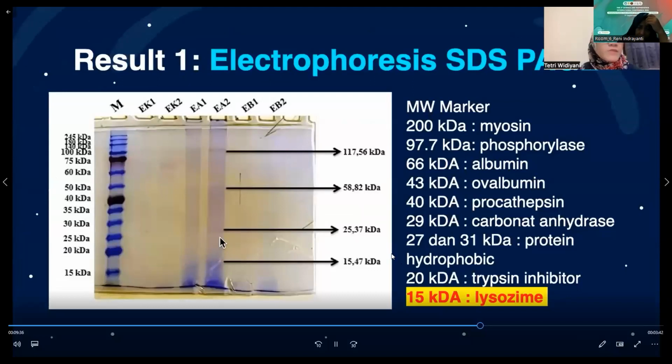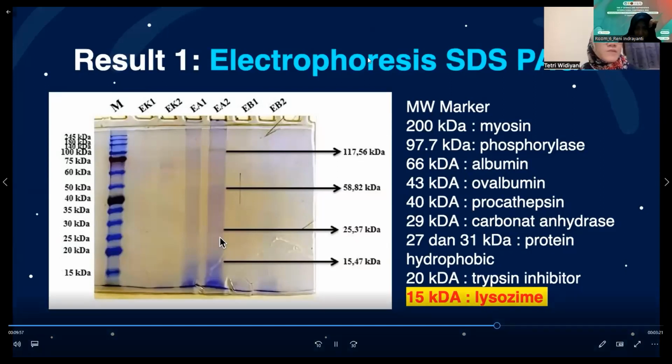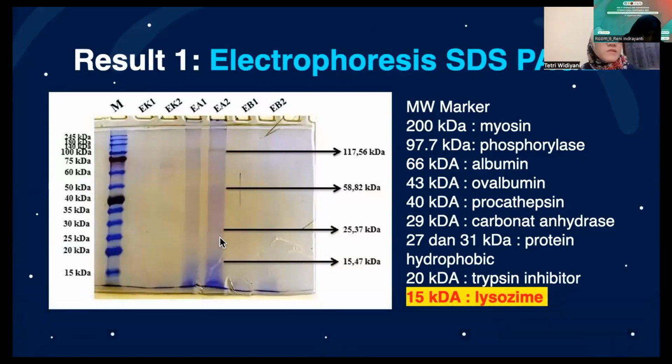It is presumably similar to lysozyme with a molecular weight of 50 kilodalton. Lysozyme is known to have a role as an antibacterial because it can destroy bacterial cell walls. The presence of lysozyme in the catfish mucus is in accordance with a previous study that mucus has antimicrobial protein.